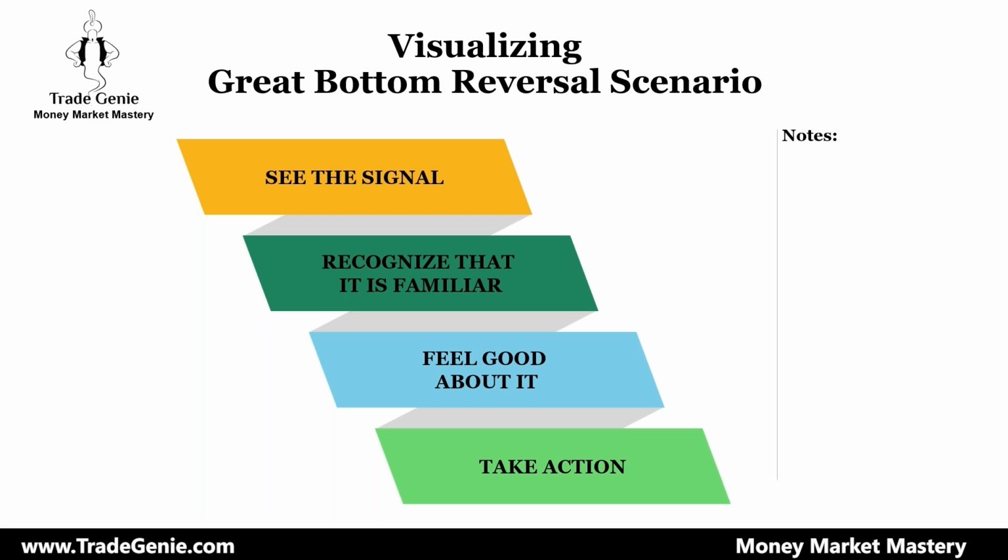So because you see the signal, you recognize it's familiar, you feel good about it, and you took action. You took bold, courageous action, but it doesn't mean you just put in 10,000 shares. I'm all in, 10,000 shares here at 30 cents, and planning to sell at 50, and it goes to zero. So don't do that. So have a plan and apply the 80-20 rule. See if it works.